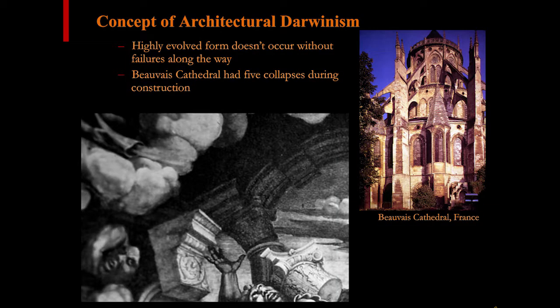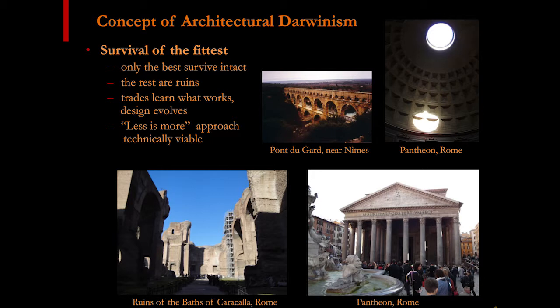So Beauvais alone had 5 documented collapses during its construction. So they're both learning from their own mistakes, and they're learning from the mistakes of their colleagues in neighboring towns and throughout northern France. So I think when we look at older surviving buildings from antiquity today, there's kind of a survival of the fittest that's gone on. So when you look at a building that is remarkably intact and has survived extremely well, like Pont de Gare or the Pantheon in Rome, those are the best of the best.